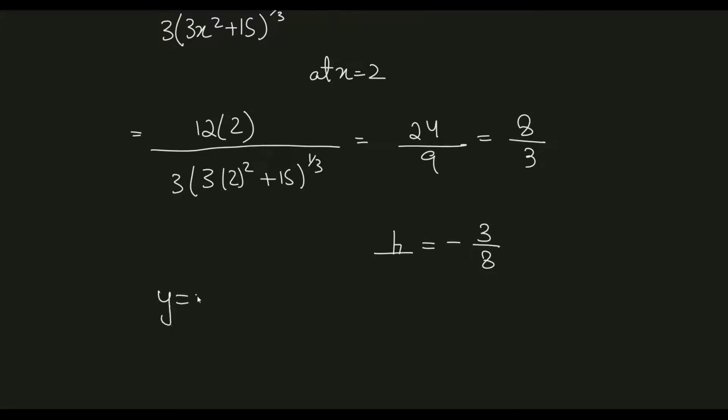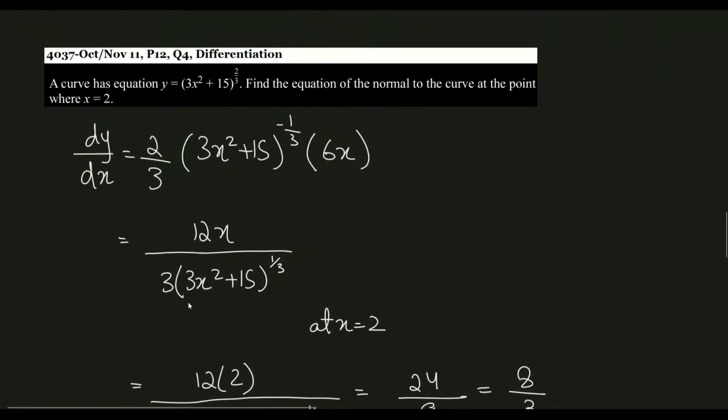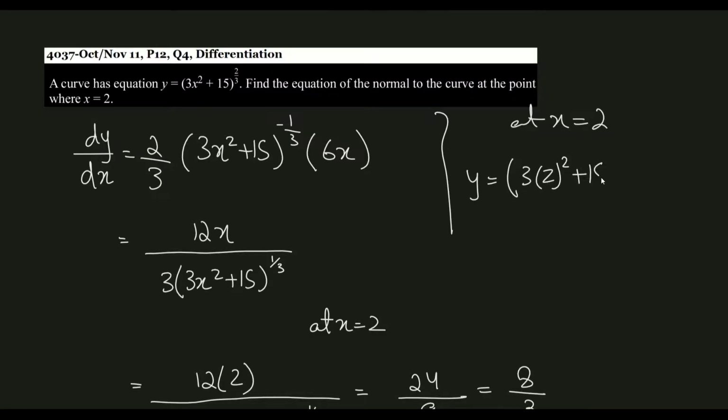So y equals mx plus c. We need to find the corresponding y value. So let's find the value of y at x equals 2. So this will be y equals (2² + 15)^(2/3). So 2 squared is 4, 4 threes are 12, 12 plus 15 is 27, the cube root of 27 is 3, 3 squared is 9. So y would be equal to 9 at x equals 2.